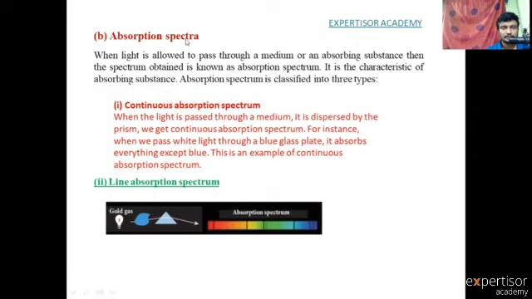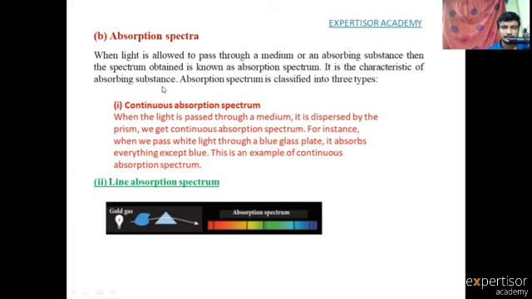Next, absorption spectra. The second spectrum is the absorption spectrum, and this spectrum also divides into three types. When light is allowed to pass through a medium or an absorbing substance, the spectrum obtained is known as the absorption spectrum. It is characteristic of the absorbing substance.